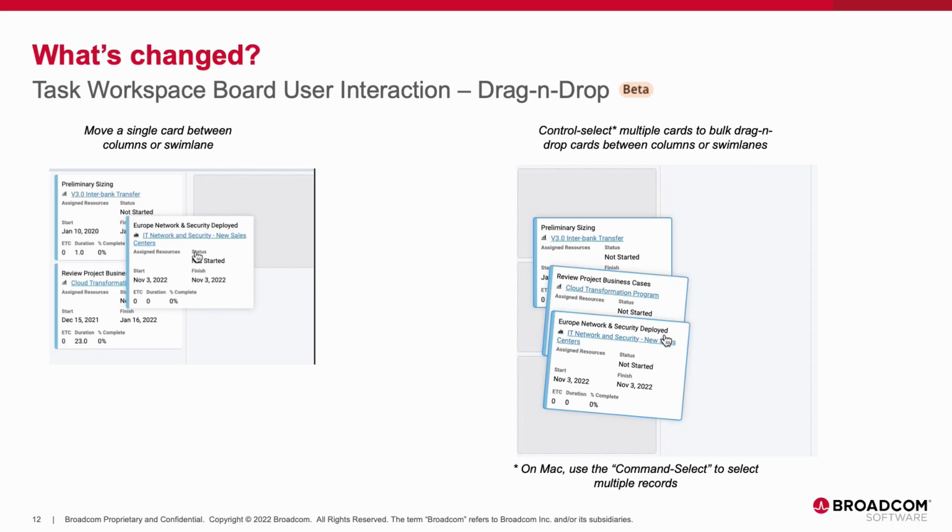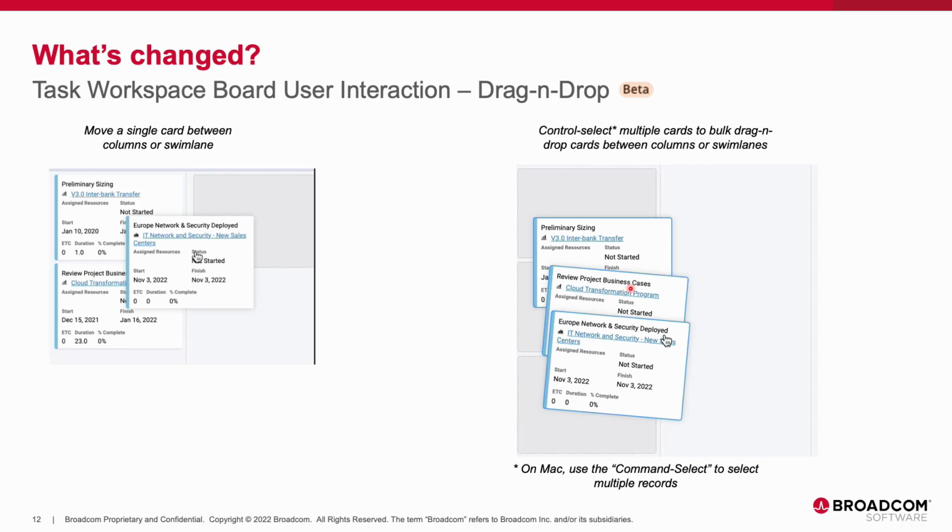Another way of editing within the task workspace board is via drag and drop. You can move cards, select a certain card, and move it between swim lanes or within columns. You also have the ability within the board to select multiple cards, either by control select, or if you have a Mac, it's command select, and then you can drag it either to a column or swim lane as you wish.